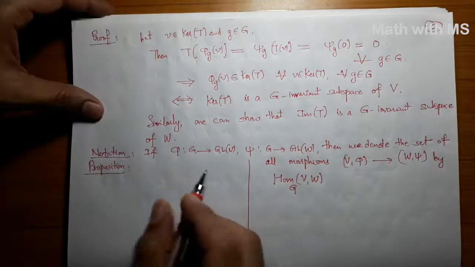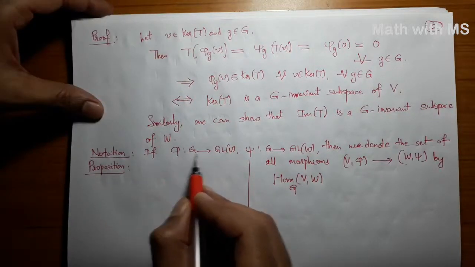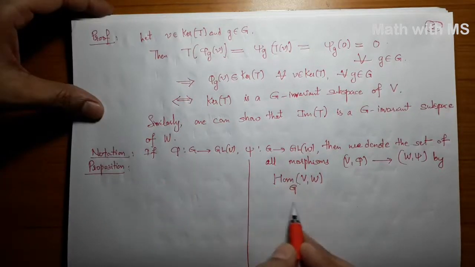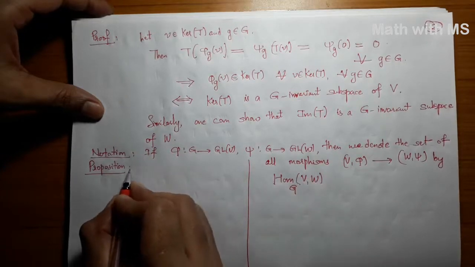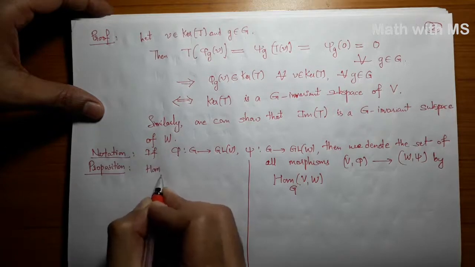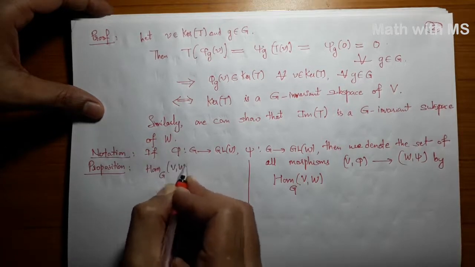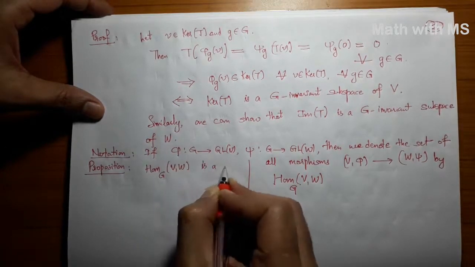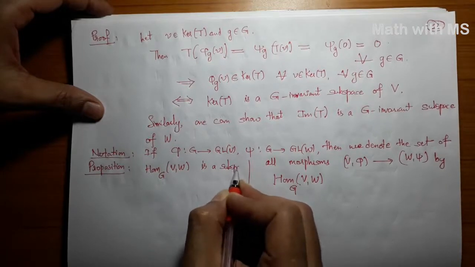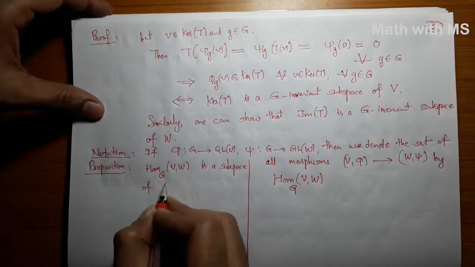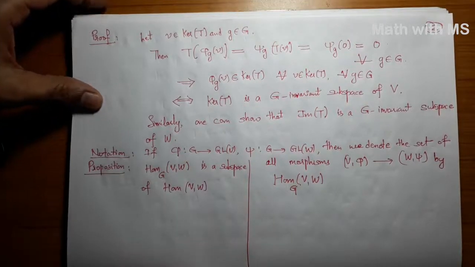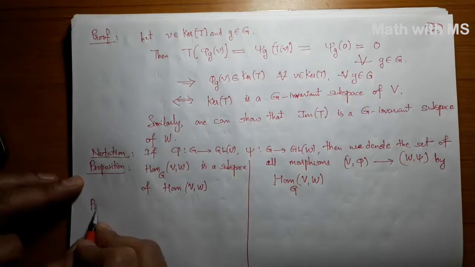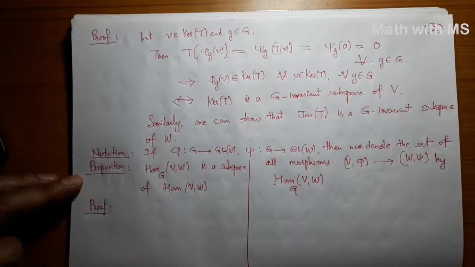So the proposition is that if you are given two representations phi and psi, and look at the set of all morphisms from the first representation to the second representation, then in fact Hom_G(V, W) is a subspace of Hom(V, W), the set of all linear transformations from V to W. This is a very simple proof. All right, so let us do it in one step.